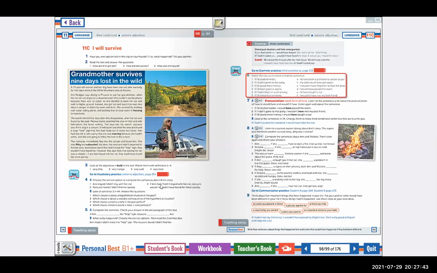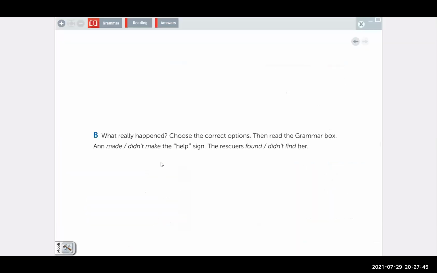Okay. Let's move on. Let's go to this one, exercise B. What really happened? Choose the correct options. Anna or Anne made or didn't make the help sign. What is the correct option? Made. She made the sign, right? And the rescuers found or didn't find her?